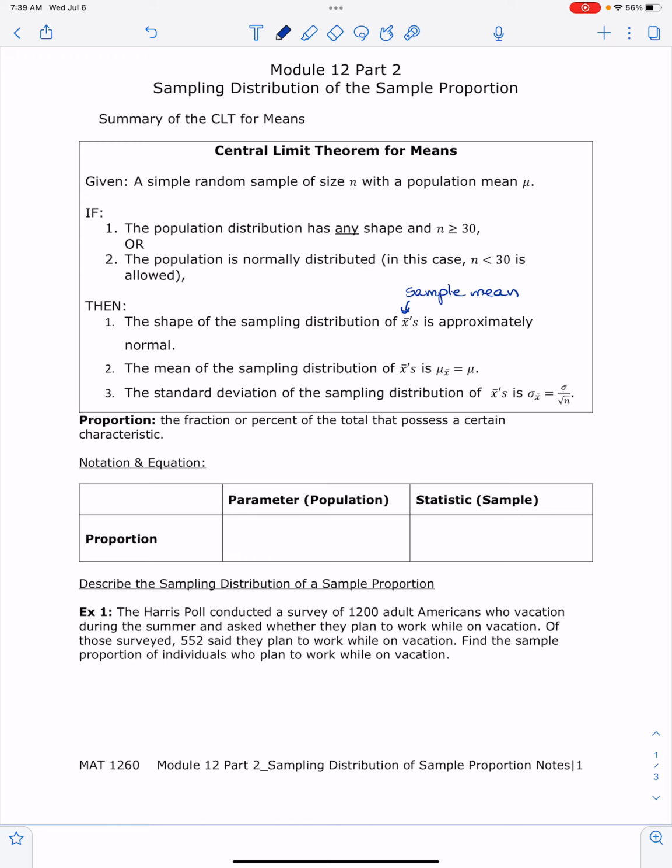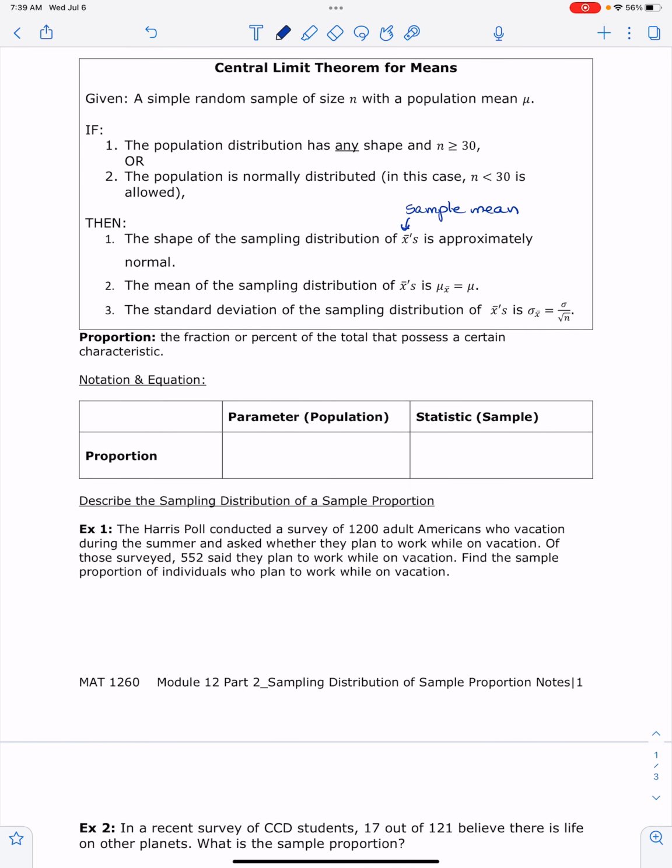Okay. We are going to move from means to proportions. We don't really use this as often, so the notes are quicker. Just a reminder here that the proportion is the fraction or percent of the total that possess a certain characteristic, whatever it is we're looking for. So our population parameter, we are going to use P just so it doesn't get confusing. You will see it sometimes because we like those Greek letters for our populations as pi.